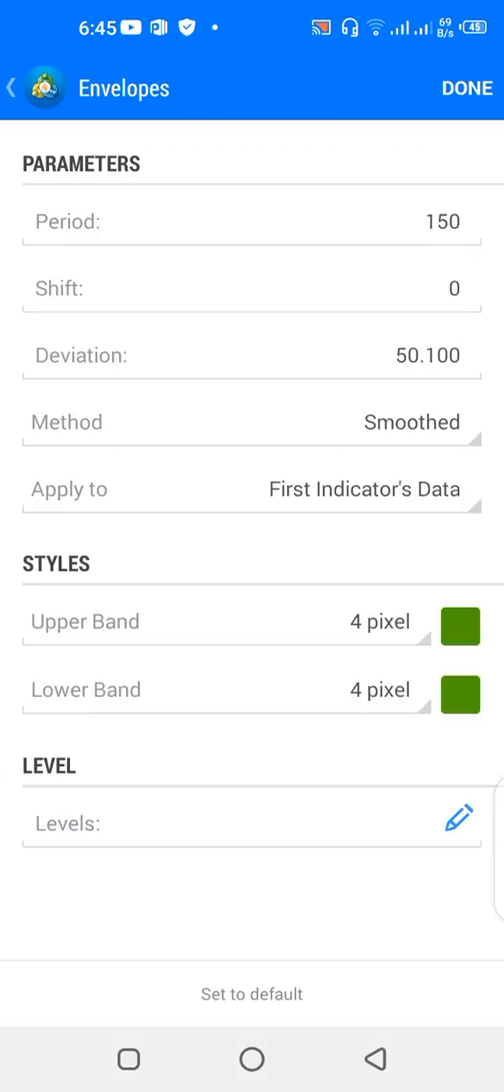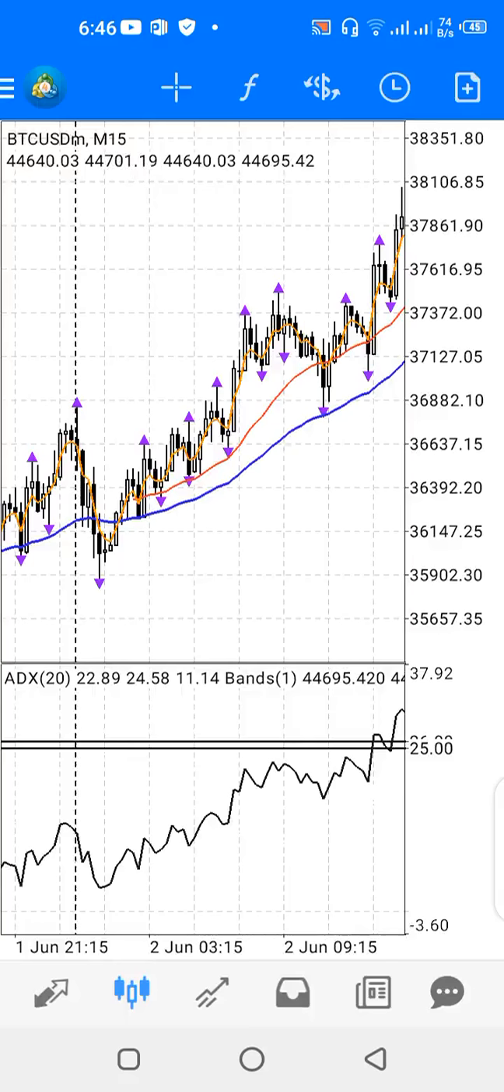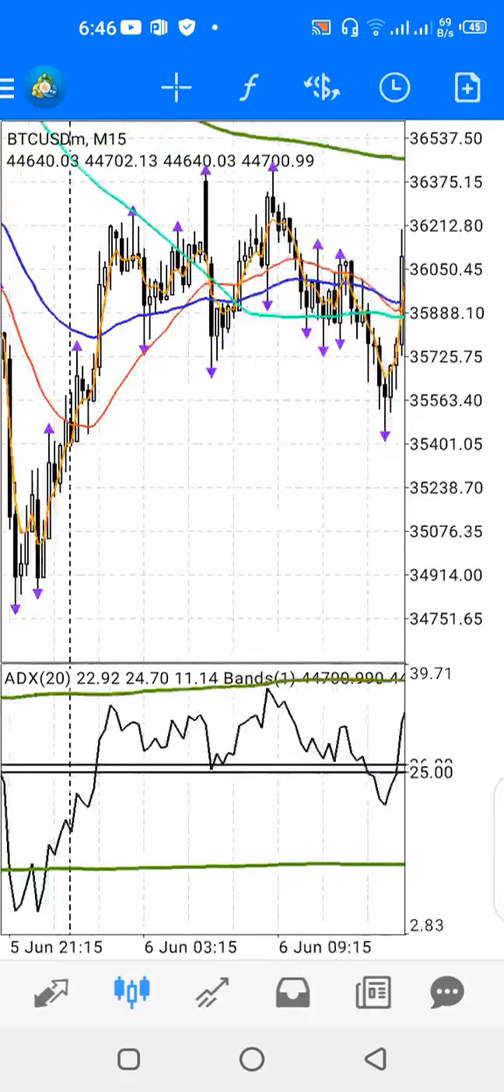Then for envelopes, we have period is 150, shift is 0, deviation is 50.100, method is smoothed, apply to first indicator's data. Now the upper band and the lower band color is green. So that's that for the parameters for the indicators.